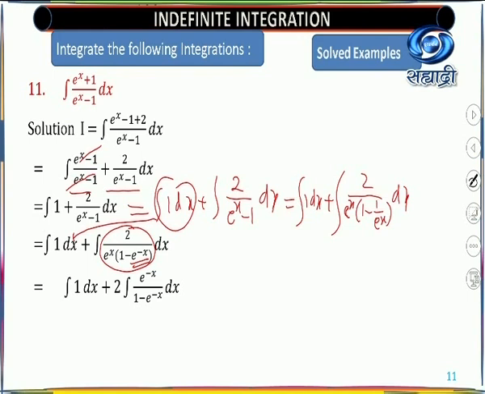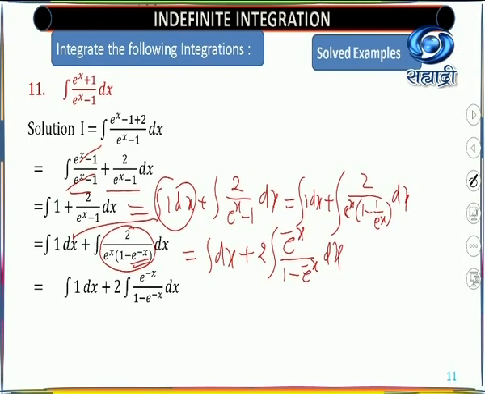Okay, so here what we'll do is take 2 outside. So integral dx, now I'll write only dx, plus 2 into integral. This is 1 upon e raised to x, you are able to write minus e raised to minus x upon 1 minus e raised to minus x dx.